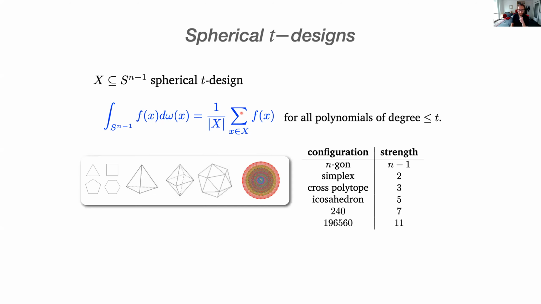And spherical t-designs are very nice. They're related to nice configurations on the sphere, like the n-gon, the simplex, the cross-polytope, the icosahedron, the root system of E8, or also the shortest vectors of the Leech lattice. And these have different strengths corresponding to the largest t which you can put here. And for example, for us it's important that S4, so all shortest vectors of the Leech lattice, they form a spherical 11-design.